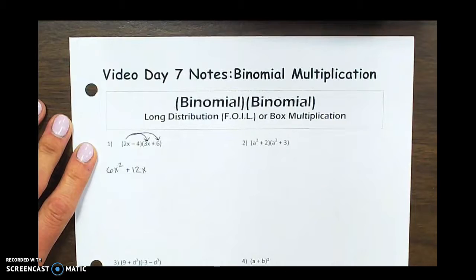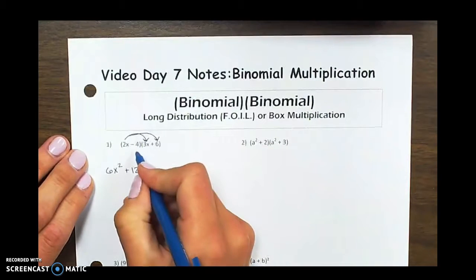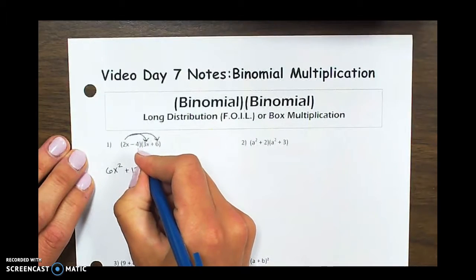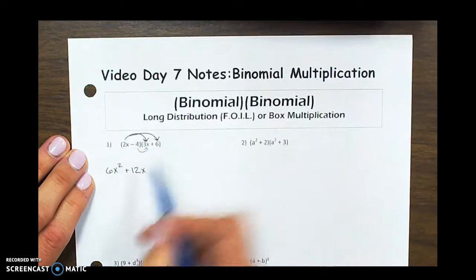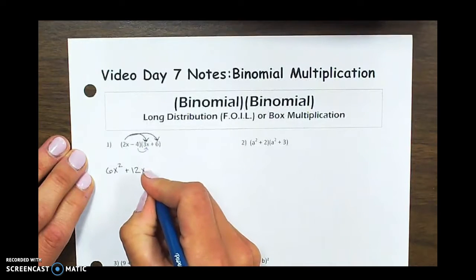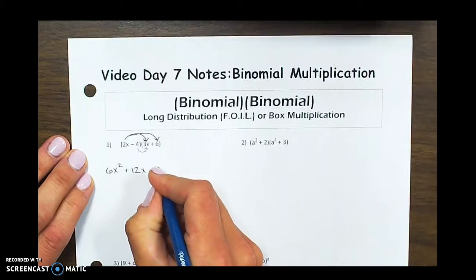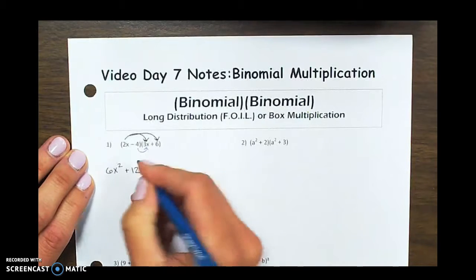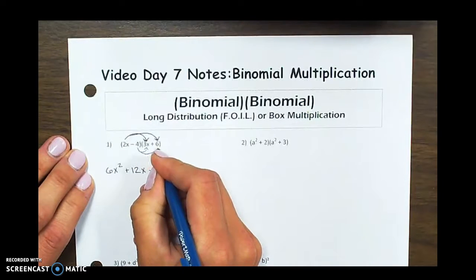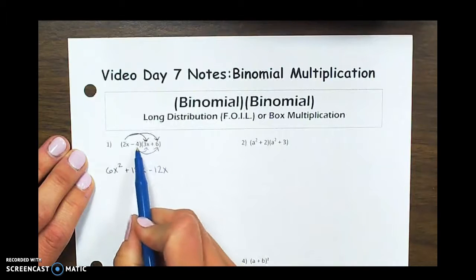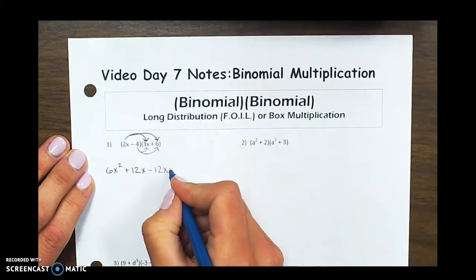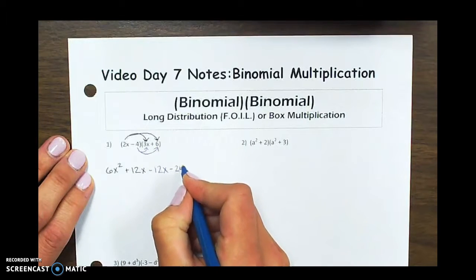Then we're going to go and take a look at the second term. So now we have a negative 4. So we're going to take negative 4 and multiply it to the 3x. So that's going to give us a negative 12x. And then we're going to take the negative 4 and multiply it to the 6. So negative 4 times 6 is negative 24.